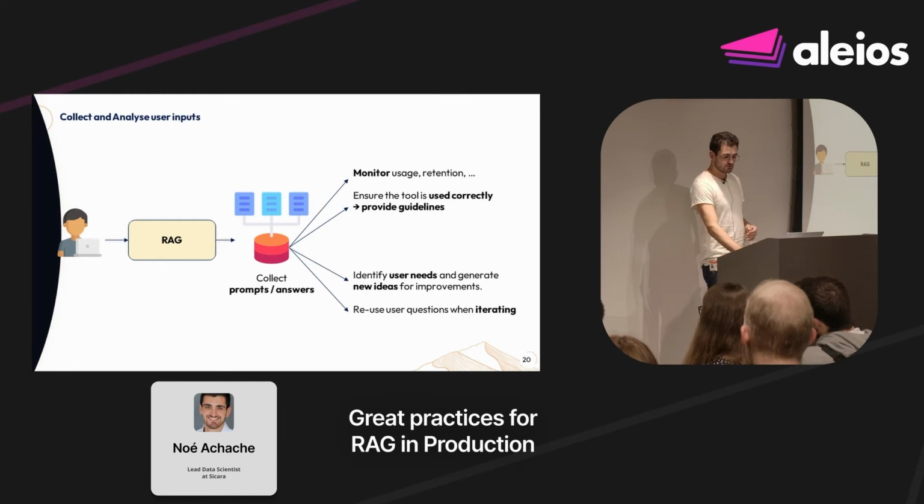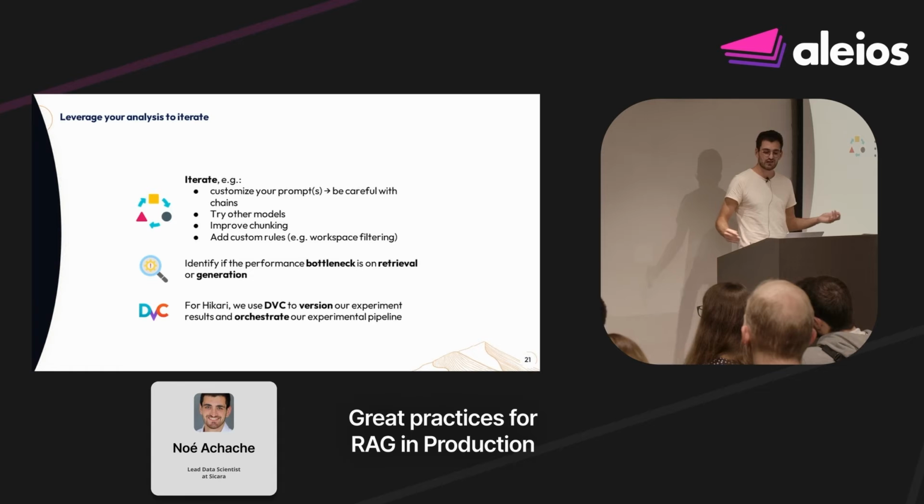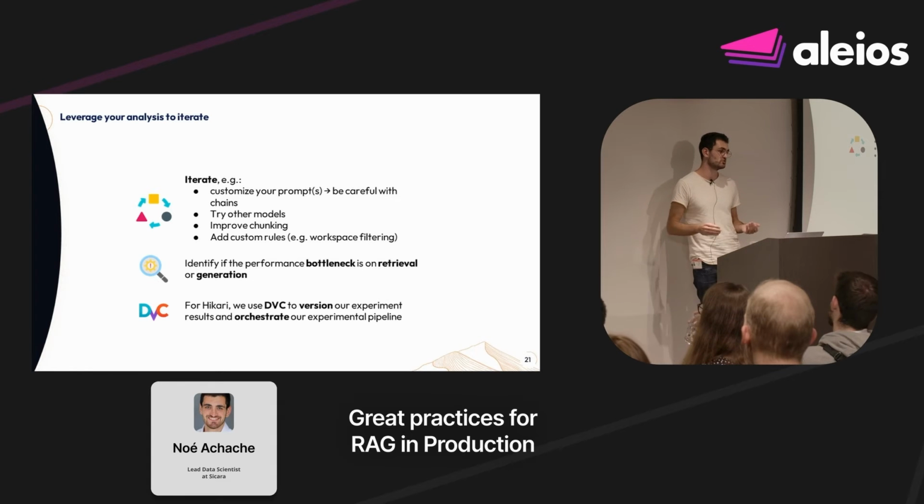And we use user questions when iterating, which leads into the next part. Then you will start to iterate on your pipeline to make it better, to create custom rules, etc. All these prompts are a gold mine to iterate from. So now you want to leverage your analysis to iterate. One kind of iteration you can do is customize your prompt.